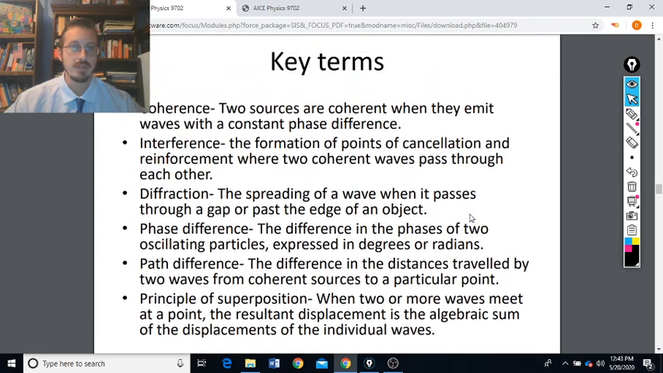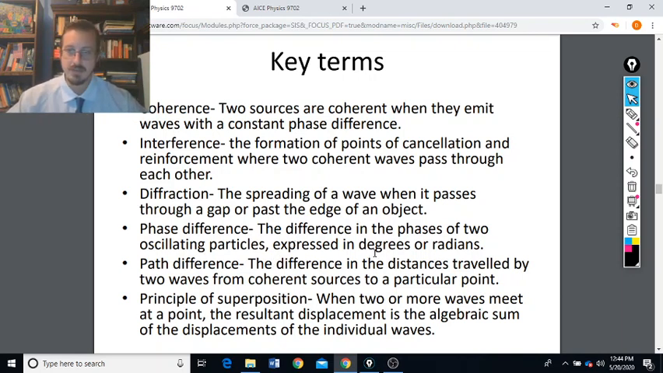Some key terms for us to be mindful of. Coherence: two sources are coherent when they emit waves with a constant phase difference, right? That means their frequency is the same and it remains the same over time. Interference is the formation of points of cancellation and reinforcement where two coherent waves pass through each other. I think we've seen that before. Diffraction, again, just to reinforce this, is the spreading of a wave when it passes through a gap or past the edge of an object.